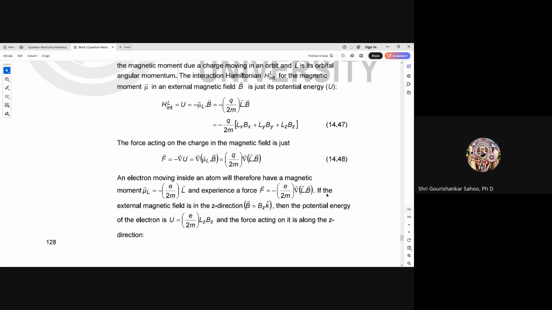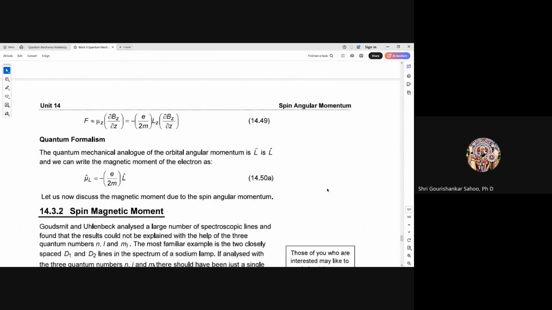del of L dot B. If the external magnetic field is in the z direction, so your B vector is equal to Bz k cap, then the potential energy of the electron U is equal to e Lz Bz by twice m, and the force acting on it is along the z direction. So you can write F is nearly equal to mu z del Bz by del z, which is equal to e by twice m Lz del Bz by del z. And the quantum mechanical analog to the orbital angular momentum L is L cap, and we can write mu L cap is equal to minus e by twice m L cap.